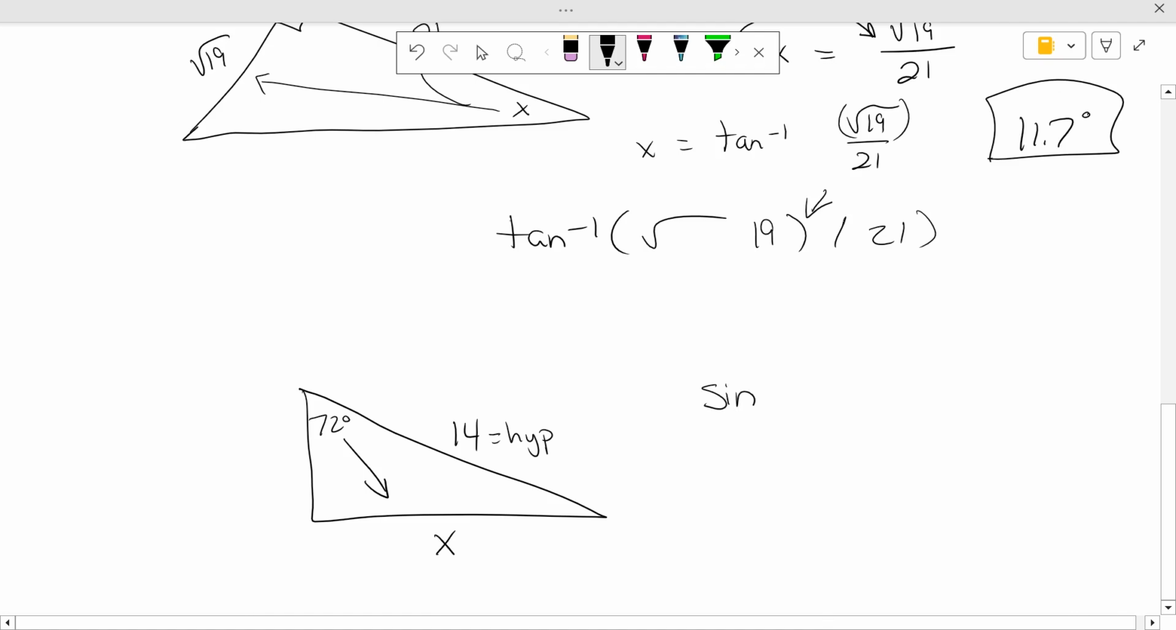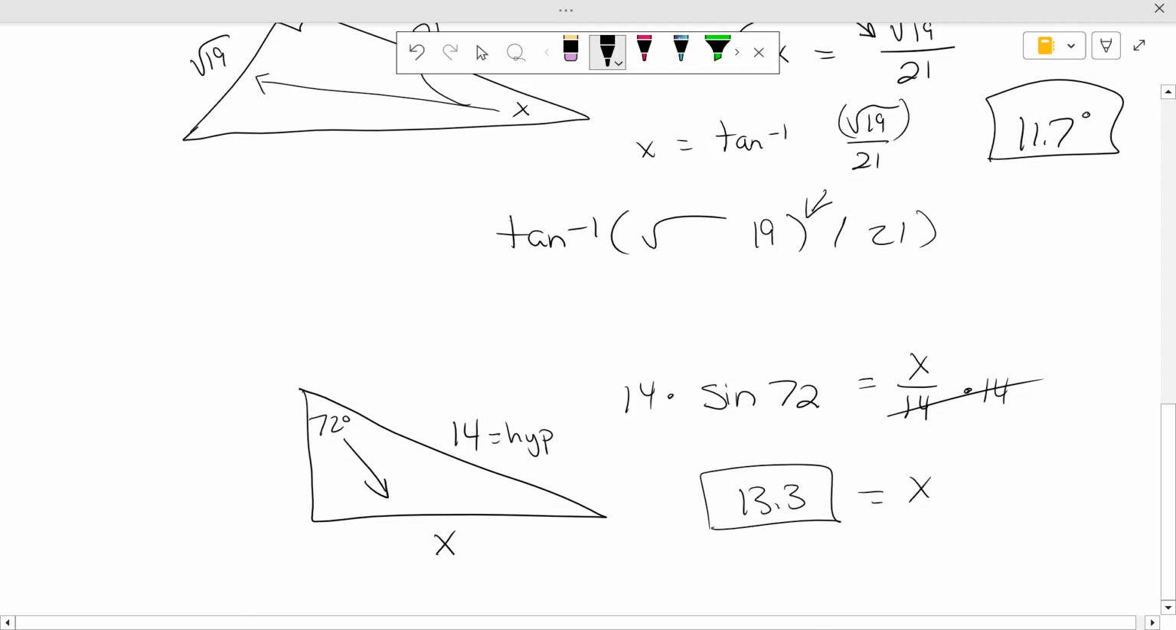Sine. Now this time, I have my angle. So I put the sine of my angle equals my opposite side over my hypotenuse. How do I get x alone? Multiply by 14. So 14's cancel. x equals 14 times the sine of 72. Should be around 12-ish. 13.31. Or 13.3 is good enough.